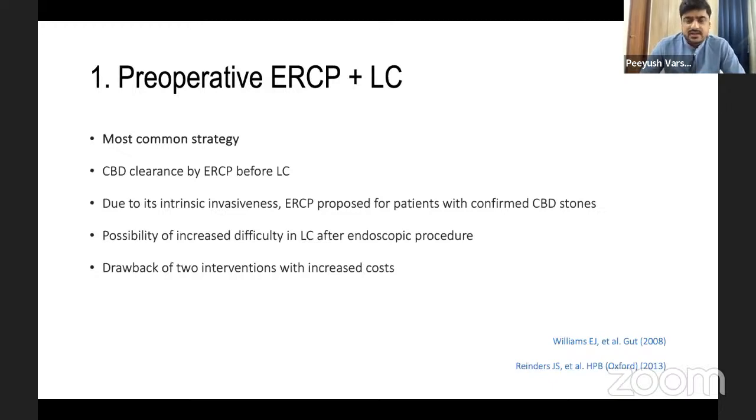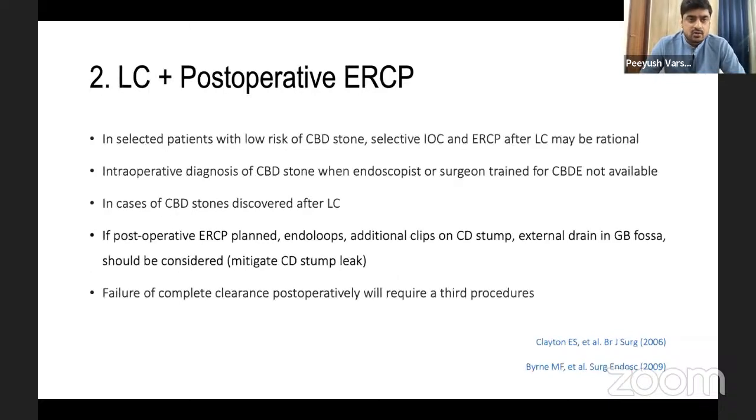Next is the two-stage approach. This is the most common strategy when there are documented CBD stones, but prophylactic treatment based on risk stratification is generally avoided because of inherent complications. And due to two interventions, there is a risk of increased cost.